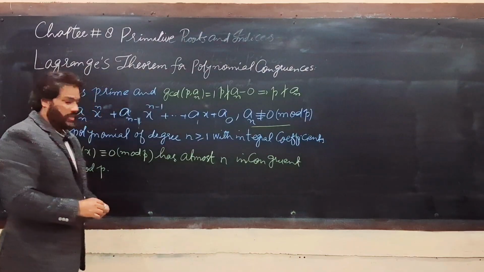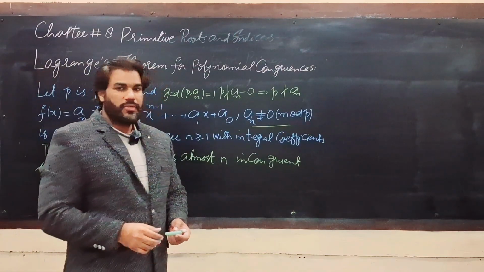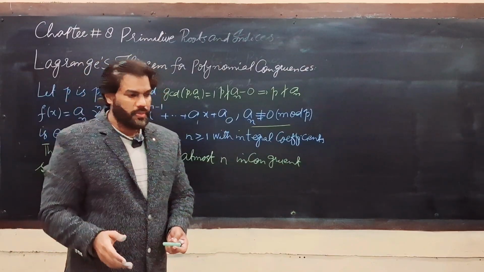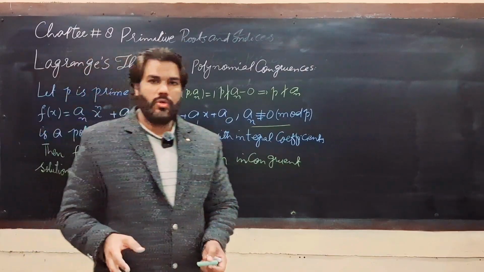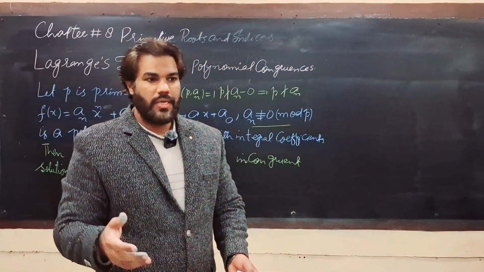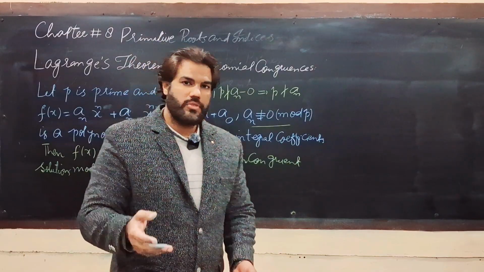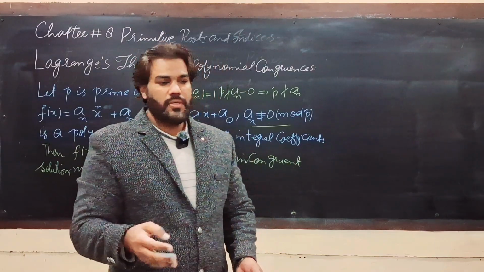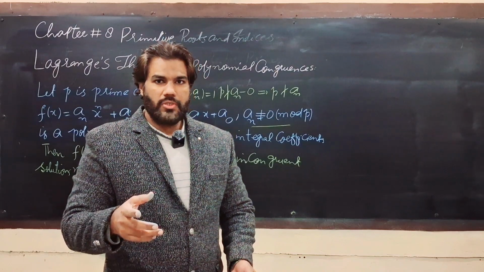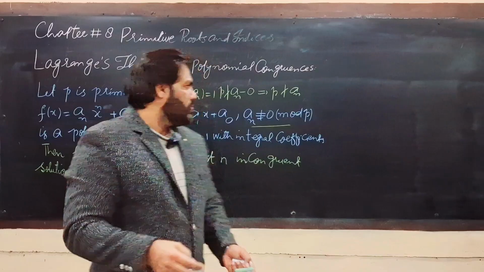So to prove Lagrange's theorem, I will use mathematical induction. In mathematical induction, the first statement we check is for n equal to 1. N equal to 1 means we check that the linear congruence has at most one solution. Suppose we check the statement for n equal to 2, it means that we have to show that the quadratic congruence has at most two incongruent solutions.